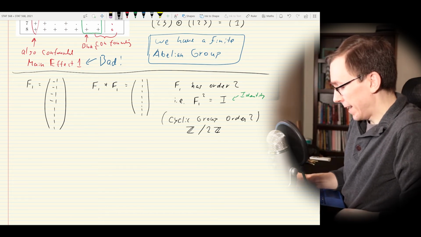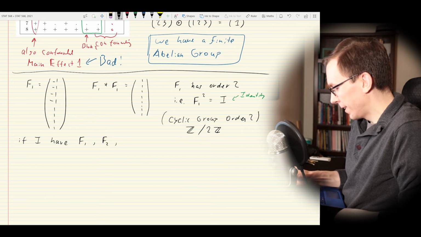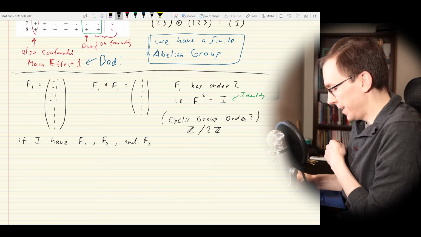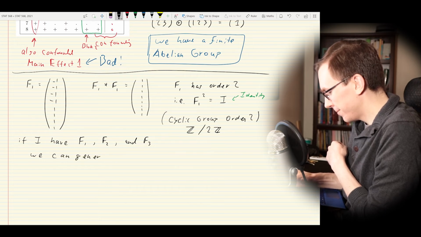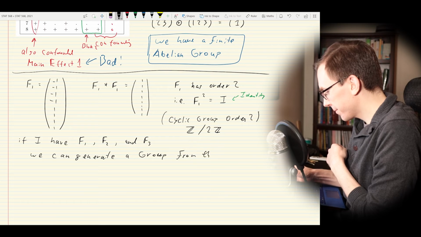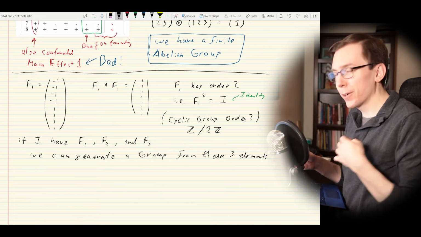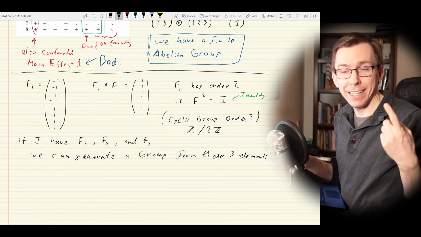Anyway, if I have, let's say, F1, F2, and F3, what I can do is we can generate a group from these three elements. Now remember, they're all their own inverse. That's the nice thing about them having order 2, which means that if I square them, I get the identity.